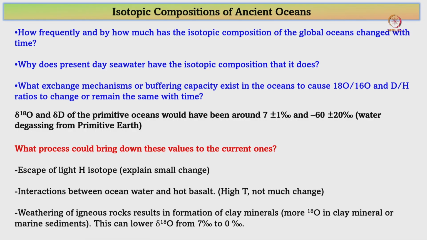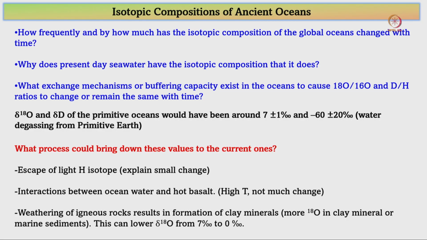Okay. Of course, just like any reaction, whenever something is happening, it is not always very straightforward; it can have some kind of buffering as well. So, what kind of buffering capacity exists in the oceans? These are our three very important questions that are asked when we try to understand the delta isotopic composition of the ancient oceans.